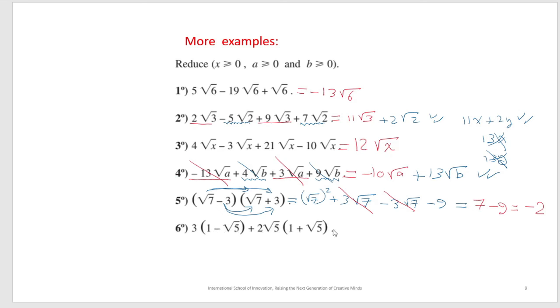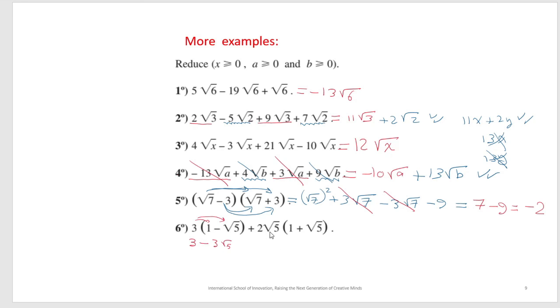Look at this one. 3 into 1 minus radical 5 plus 2 radical 5 into 1 plus radical 5. It feels complicated, but when we solve it, you will see that it's not too complicated. It's just more advanced, but it's not very hard. So let's start. Here I'll do first 3 times 1, so 3. 3 times minus radical 5 is minus 3 radical 5.